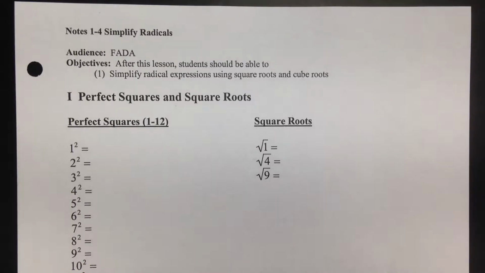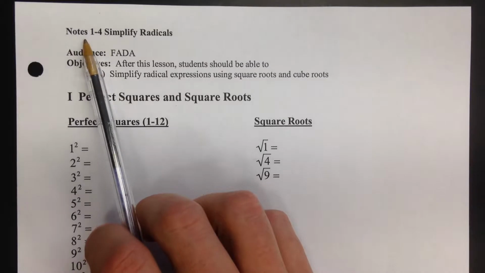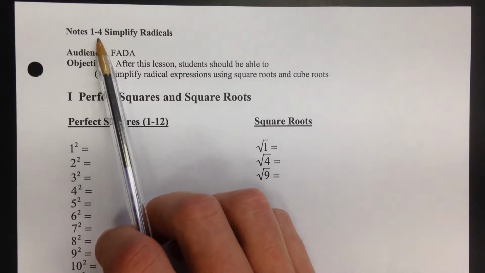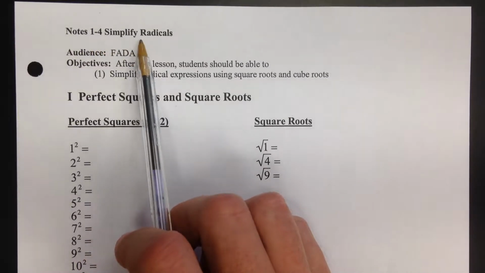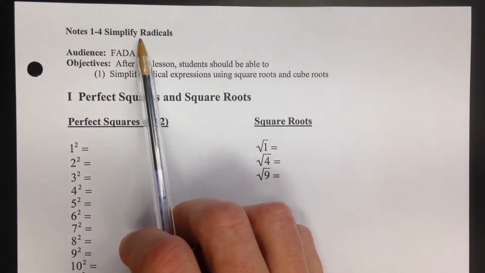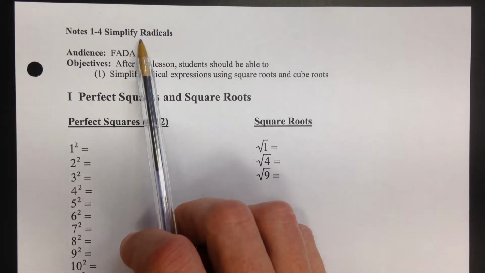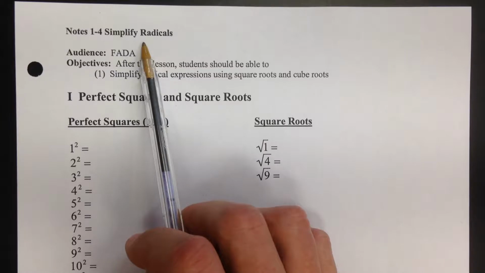Okay, functions and data analysis fans, our topic for today is Notes 1-4, Simplifying Radicals. This is a review of Algebra 1, but we're also going to get into some Algebra 2 concepts as well.